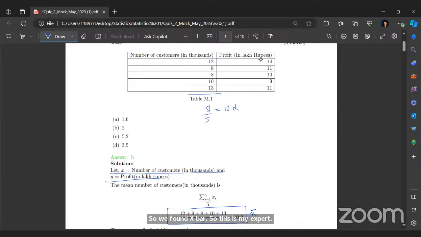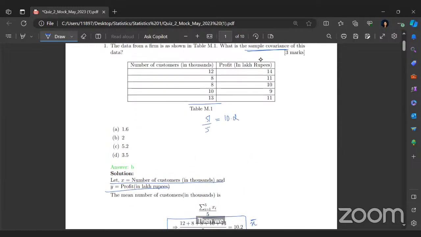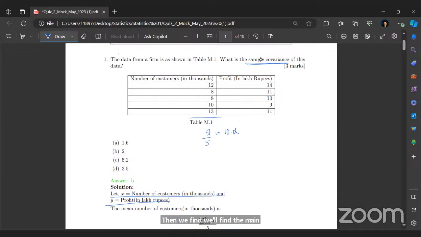Then we'll find the mean for Y. If the number of customers is denoted by X and the profit is denoted by Y, what is the mean for Y? Just add everything and divide it by 5. So it is going to be 14, 11, 10, 9, 11, which is 55. 55 divided by 5 is 11.